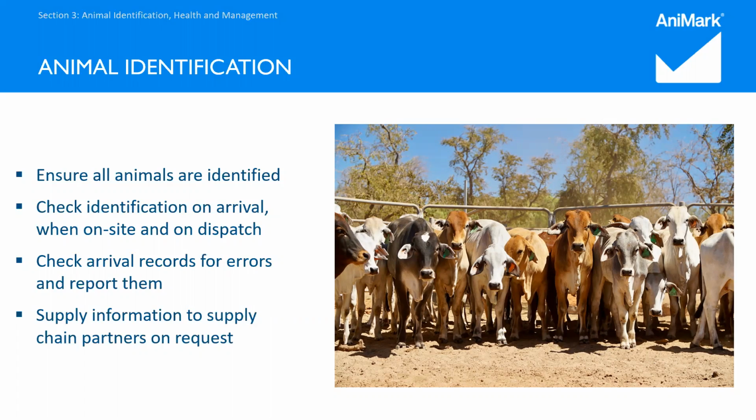Animals must be checked for identification on arrival, when they're within a site, and upon leaving. Records of animals arriving should be checked for errors against the animals actually received, and those errors should be reported to the supplier of the animals and the errors resolved. A critical requirement of LGAP is that animal identification information and associated documented information required to assist traceability must be available to animal owners, supply chain partners, suppliers, customers, Animark, or anyone Animark nominates, so accurate records of animal identification must be kept.